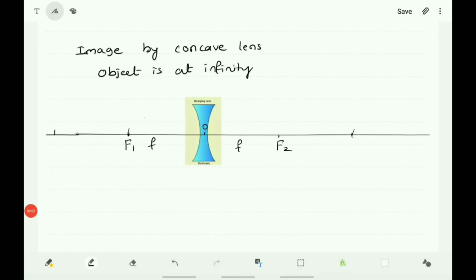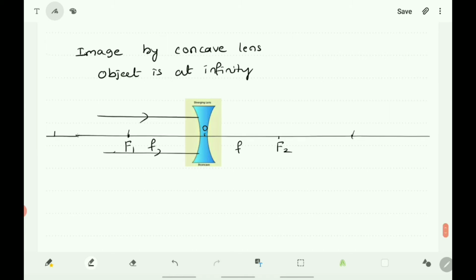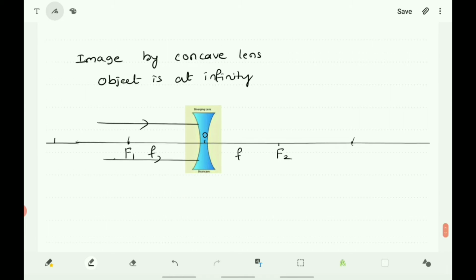Now let us draw the ray diagram for the image formation by the concave lens. Now let us consider the object which is at infinity, and as usual let us consider the two parallel rays from the object at infinity. And you know that when these rays pass through the concave lens, they refract and appear to diverge from the principal focus.